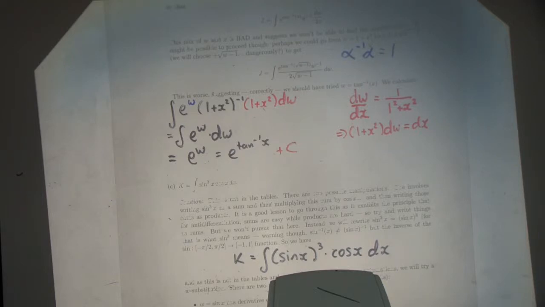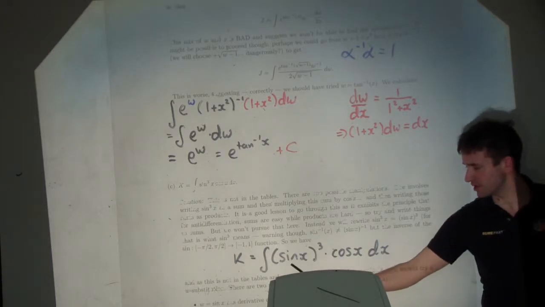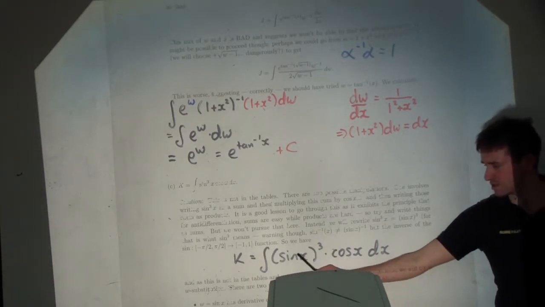So can we see in here a function and a multiple of its derivative? The derivative of sine of x is cos of x. So yeah, you've got function sine of x, derivative is cos, so this should be your w. That's the very clever way. And the easier way is, is there something inside something else? Sine of x is inside power 3. So we should let the w be sine of x.